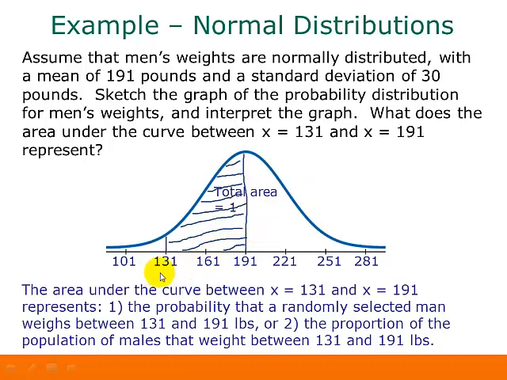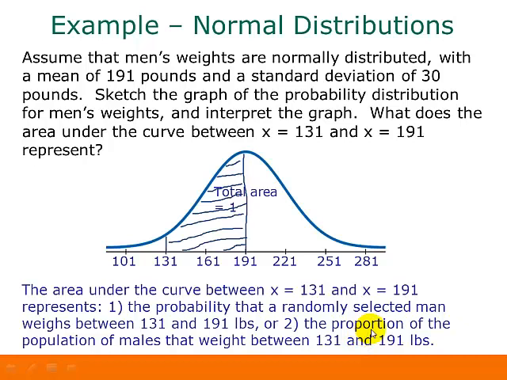There, we have the area shaded in between 131 and 191. So this area in here represents the probability that a randomly selected man weighs between 131 and 191 pounds, or we can also think of it as the proportion or the percentage of the population of males that weigh between 131 and 191 pounds. Now notice in this case, because our 131 is exactly 2 standard deviations below the mean, we could actually use the empirical rule to figure out what this proportion is.